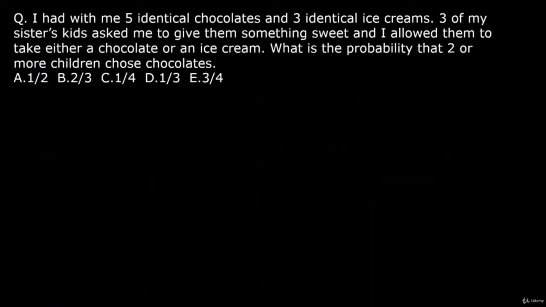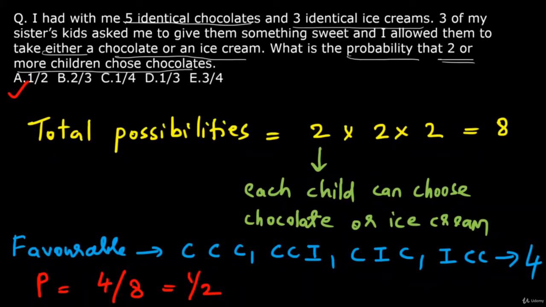Let's read the next question. I had with me 5 identical chocolates and 3 identical ice creams. 3 of my sister's kids asked me to give them something sweet, and I allowed them to take either a chocolate or an ice cream. What is the probability that 2 or more children chose chocolates? Alright, what's the answer to this question? The correct answer is answer option A. That's 1 by 2.